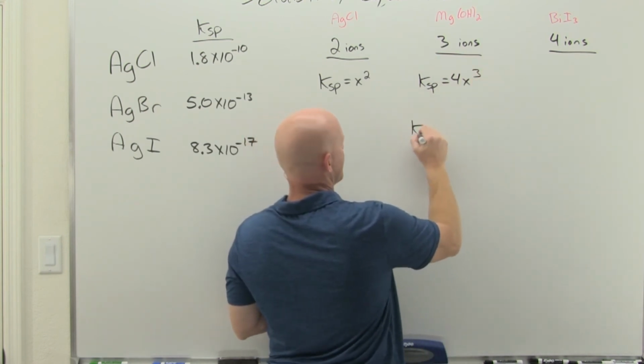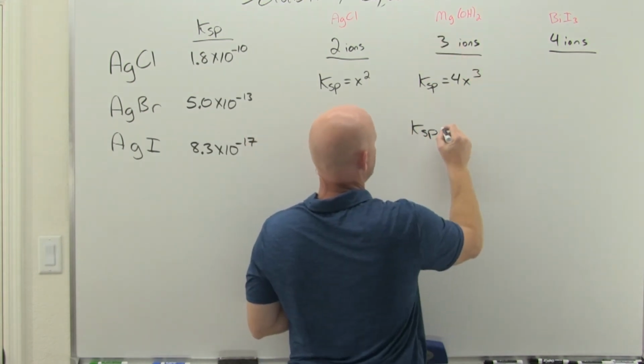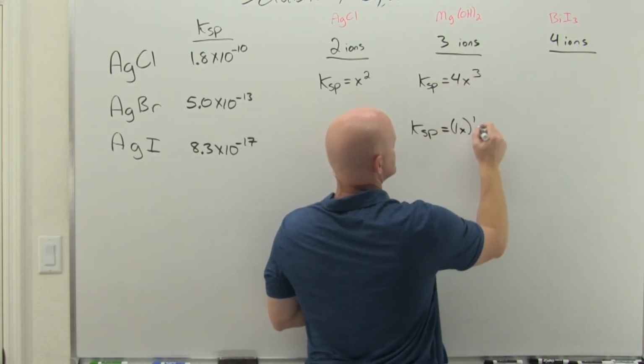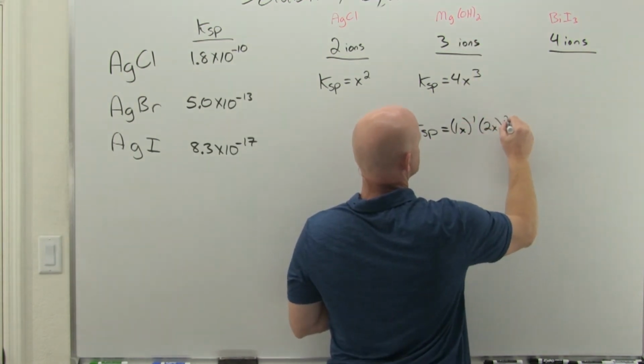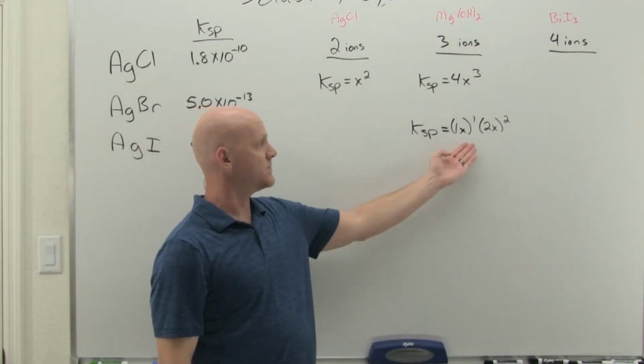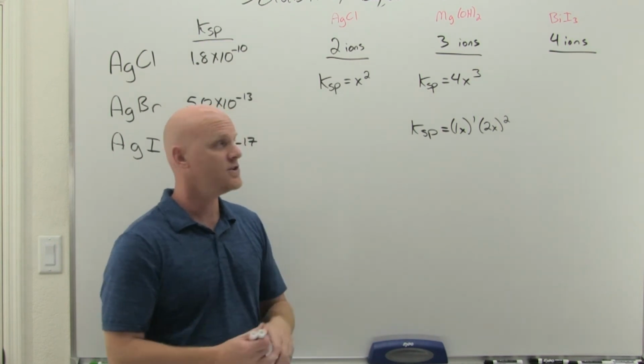And the way this works, you can look and say, I'm going to get one magnesium, so that's 1x to the 1 power. And then I'm going to get two hydroxides, so that's 2x to the 2 power. That's kind of what the result of our ice chart was. And work that out, that comes out to 4x cubed.